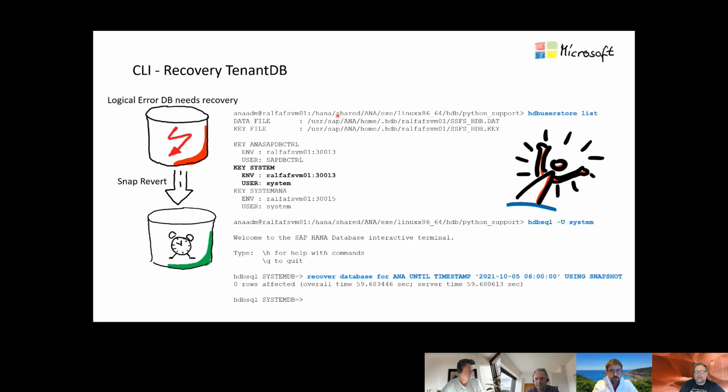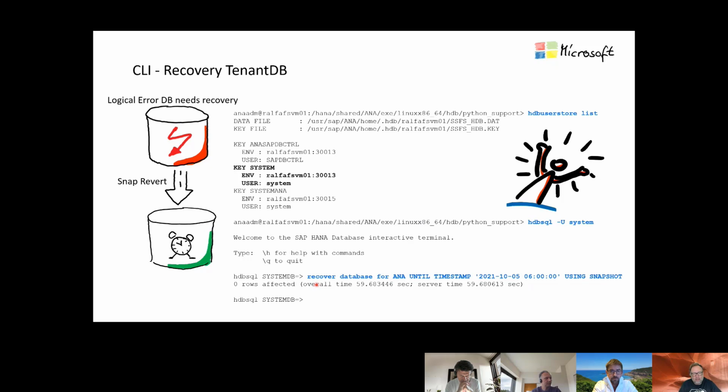Then after your SystemDB is recovered, you go into the database, for example, hdbsql -u SYSTEM, then you log in as system into your system database, and from here you also start the almost exact command. So recover database for HAN until, and then also the time in the future, and also using snapshot. You only specify here the tenant you would like to recover. And then, of course, HANA restores the system tablespace and the tenant database, and then you are finished. Pretty easy process.